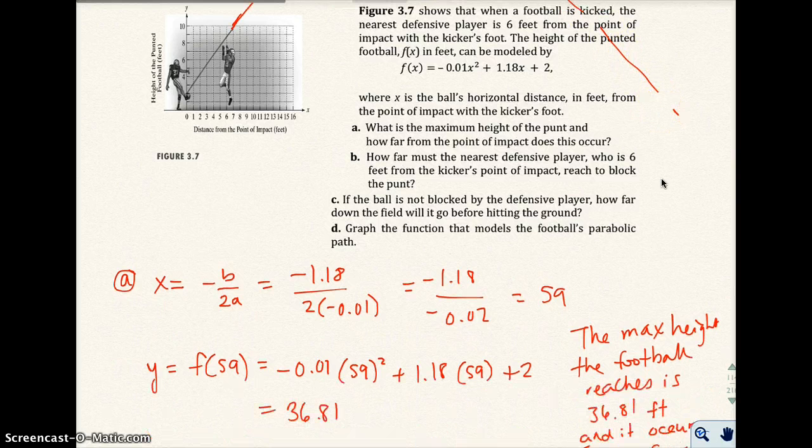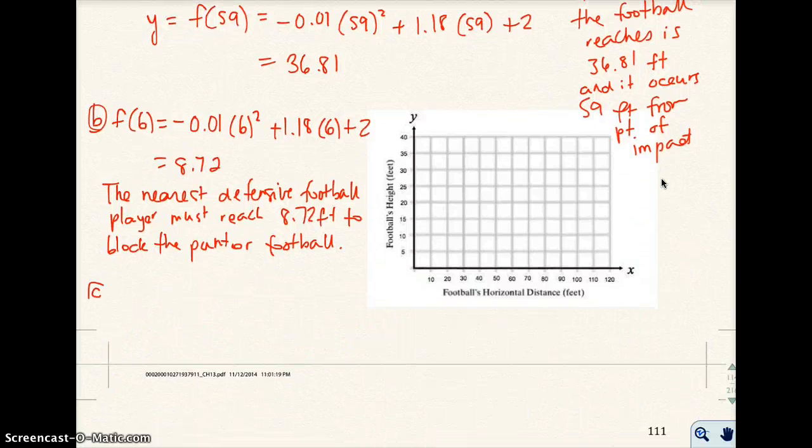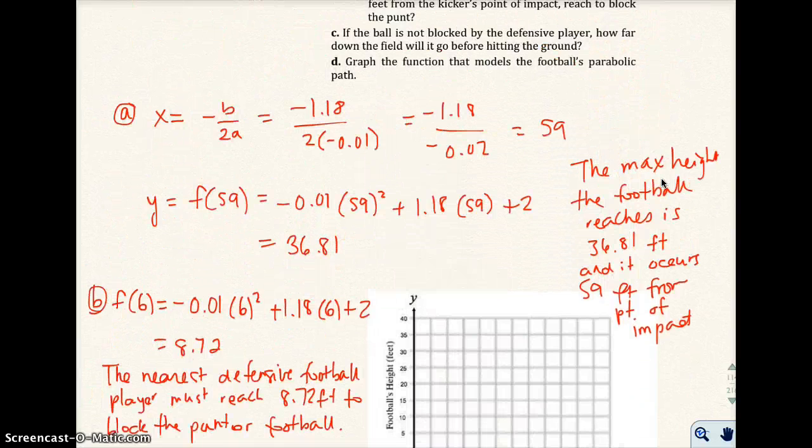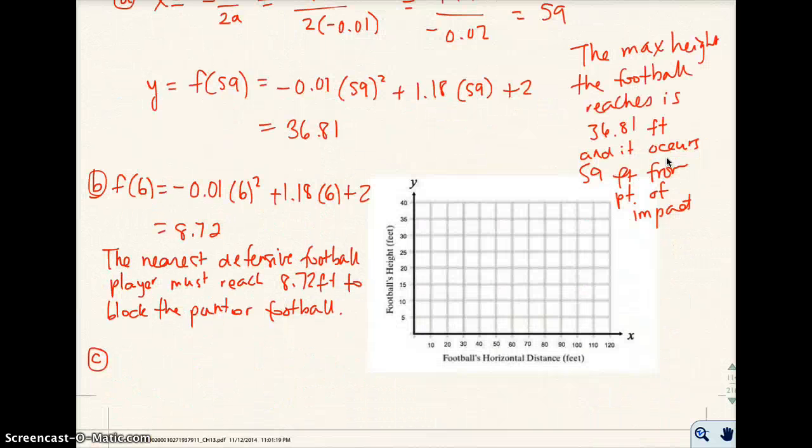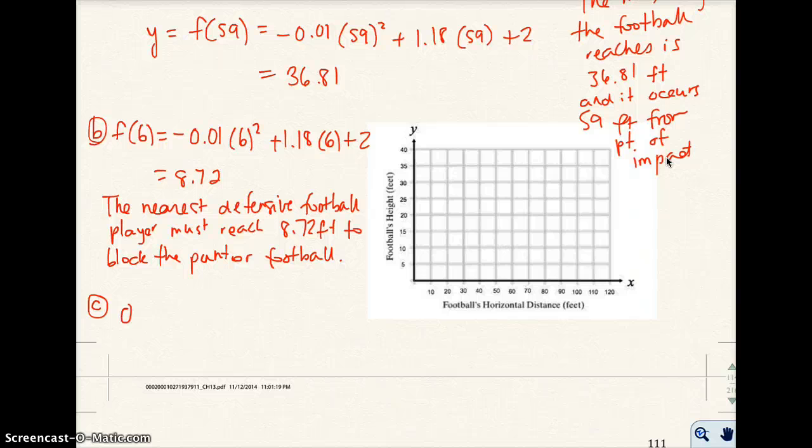Okay. So in part C, we want to find when the height is 0. Do you notice that when the football is punted and comes back down to the ground, right about there, the height of that football is going to be 0. So we want to know when the height of the football is 0. So we're going to do 0 equals negative 0.01 x squared plus 1.18 x plus 2, with y being 0. Now I'm obviously going to use the quadratic formula. There's no way to factor this.